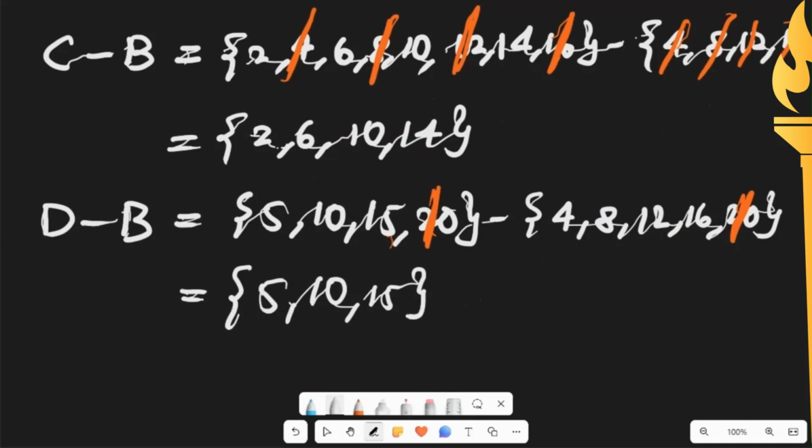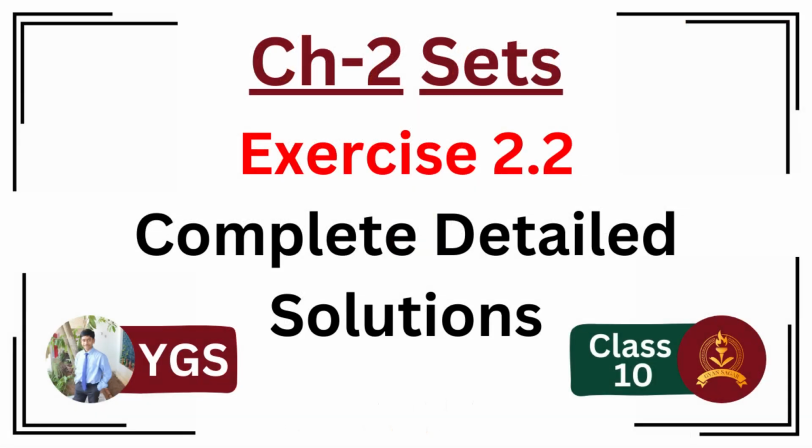To subtract two sets, first write set A minus set B, cancel out the common elements in both of the sets, and write the remaining elements from the first set. If we write A minus B, cancel out the common terms and write the remaining elements from set A, that will be the answer. That's it.